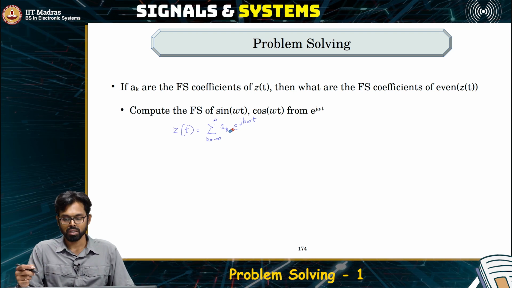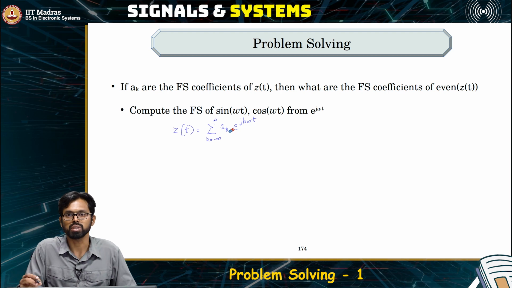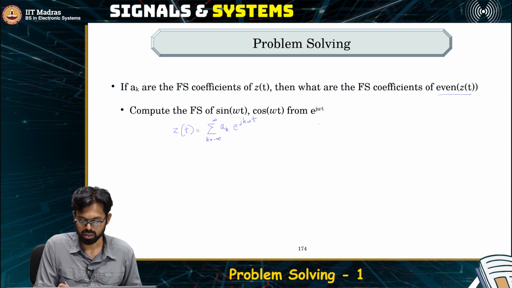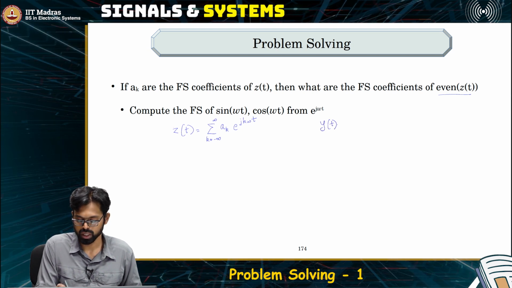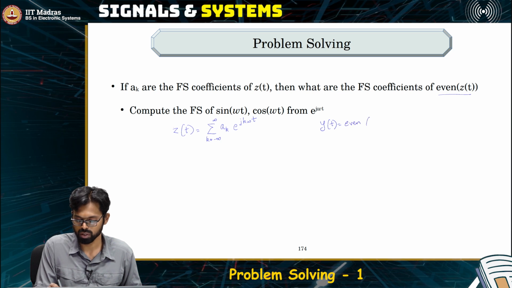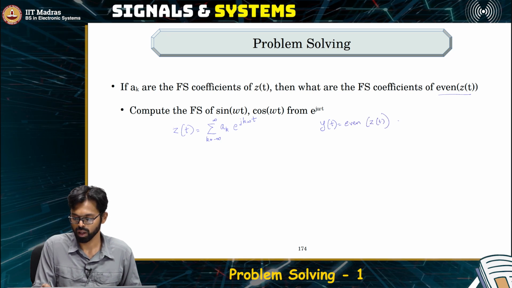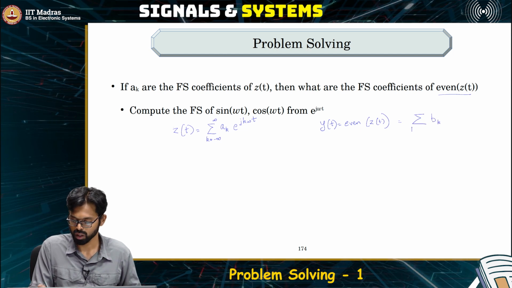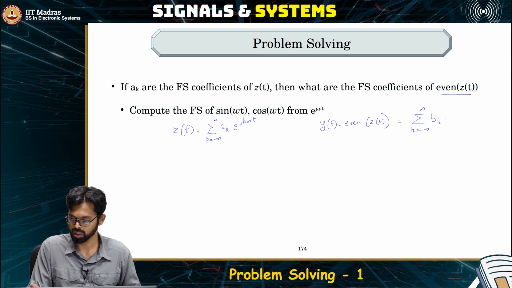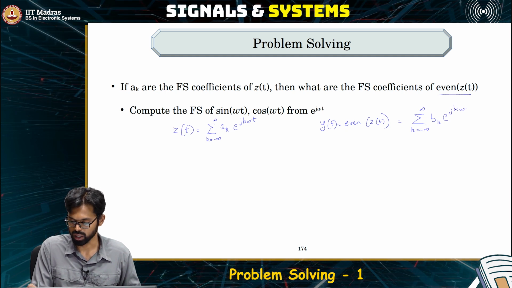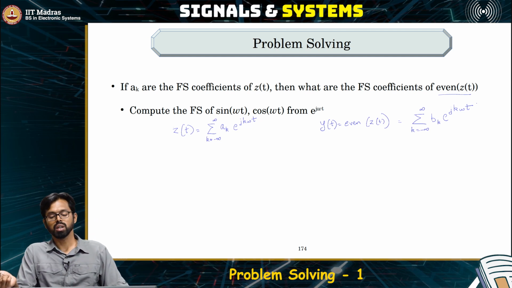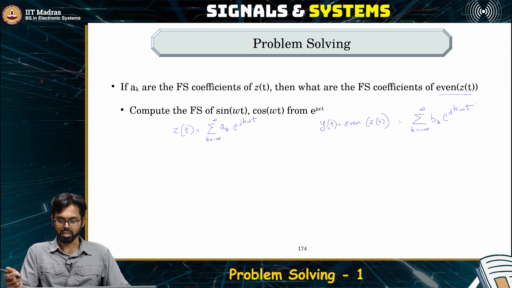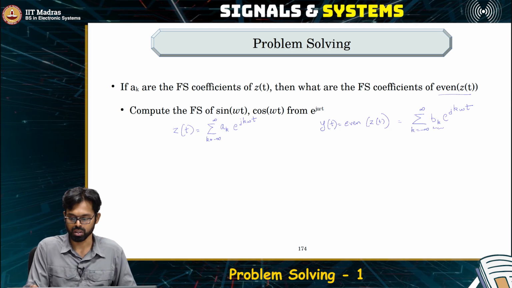Now, the given question is, how do you find out the Fourier series coefficient of the even part of z of t? That is, let us call y of t to be the even part of z of t, and let it have some Fourier series coefficient, let us say bk, sum over k from minus infinity to infinity of bk e power jk omega t. Of course, the period will not change, so the fundamental period is still the same, and so the fundamental frequency also remains the same. So, only thing that changes is this Fourier series coefficient.